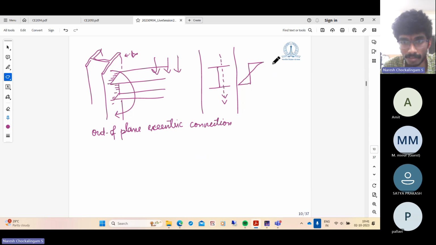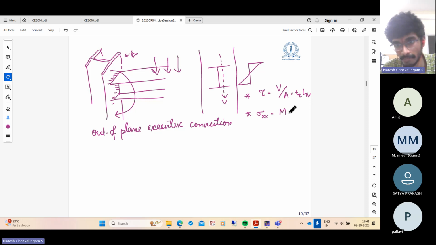For the shear forces, again, we take the shear stress in the weld group as simply V by A, where A, if it is a fillet weld, is nothing but the throat thickness times the total length of the weld. And the bending stresses, sigma xx, are given as the bending moment M times the distance from the neutral axis Y divided by the moment of inertia about the axis of bending. So bending is about the Z axis, so we take the moment of inertia about the Z axis.